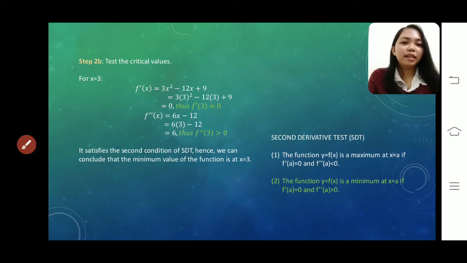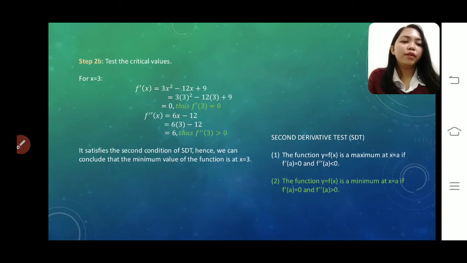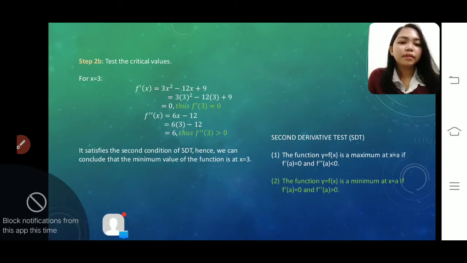So, mas madali siya, ano? Yan. Wala na ditong mangyayaring overlapping kasi hindi ka naman na mag-a-assume ng values ng x greater than 3 or less than. So, much less yung risk dito.